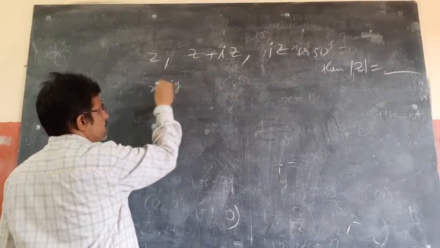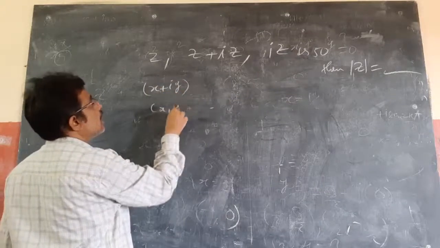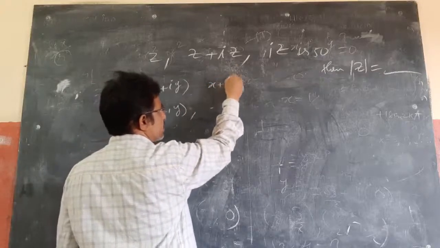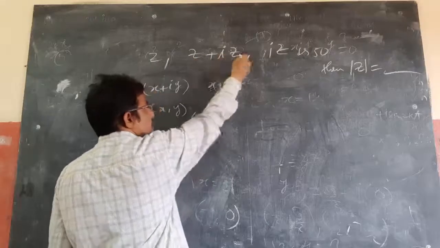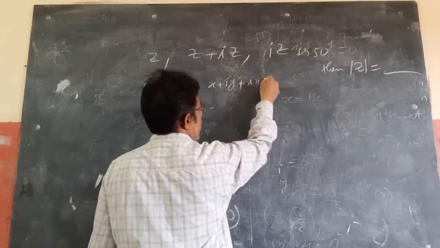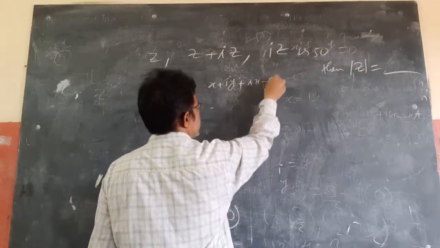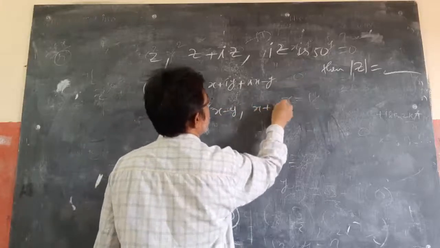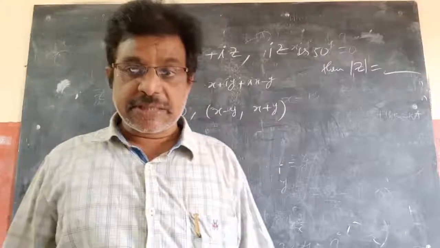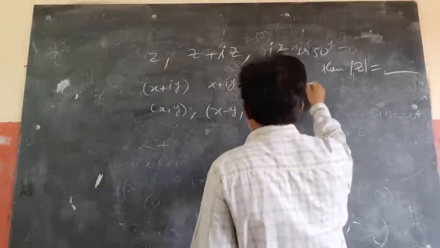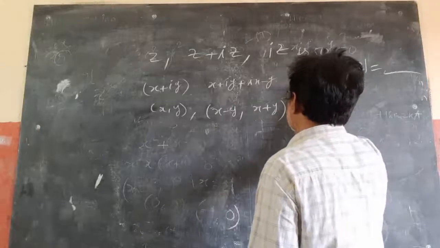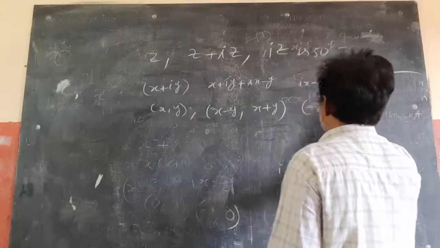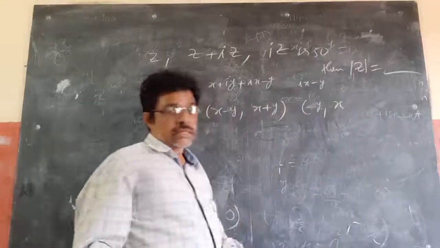So the first point is x comma y. The second point is z plus iz, means x plus iy plus i into x plus iy. That is ix plus i square y, which is minus y. So what I want to say is x minus y comma x plus y. And the third point iz. What is iz? i into x plus iy. So that is ix minus y, so that is minus y comma x.